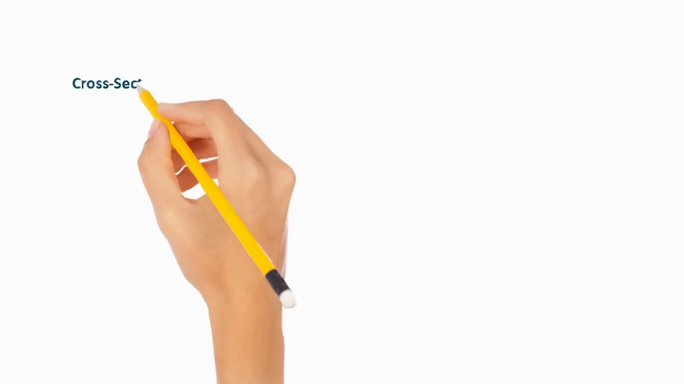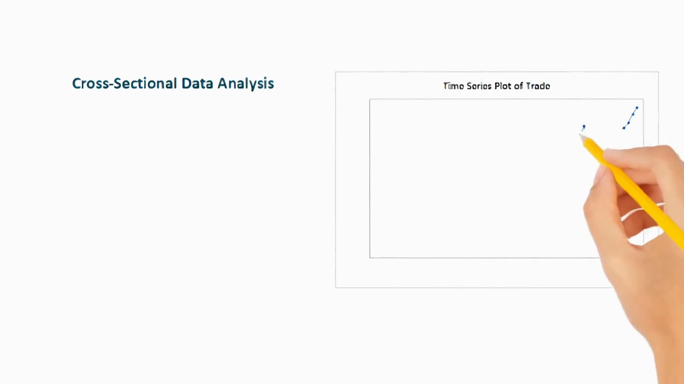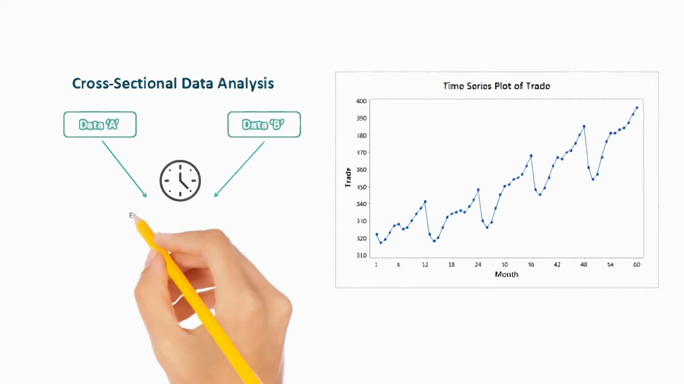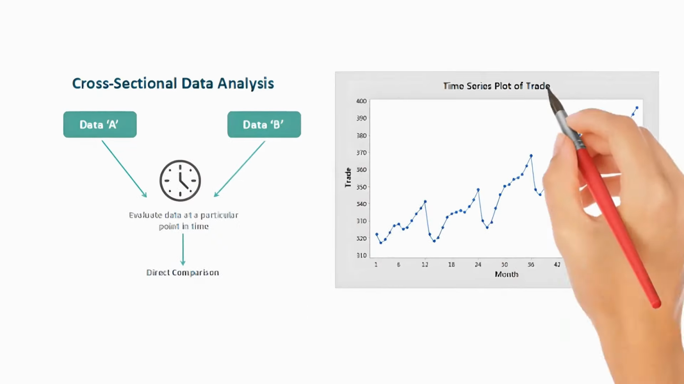The next is cross-sectional versus time series data. Cross-sectional data captures many subjects at one point in time, such as a customer satisfaction survey taken in June across 500 respondents, and you can compare groups or segments but can't see the trends.